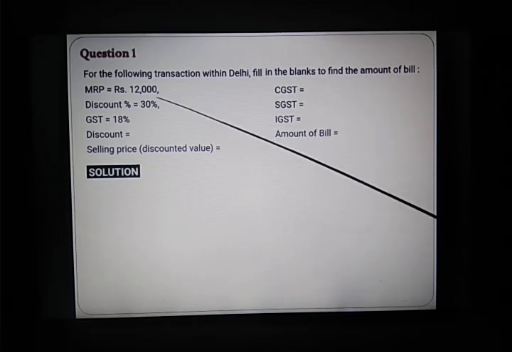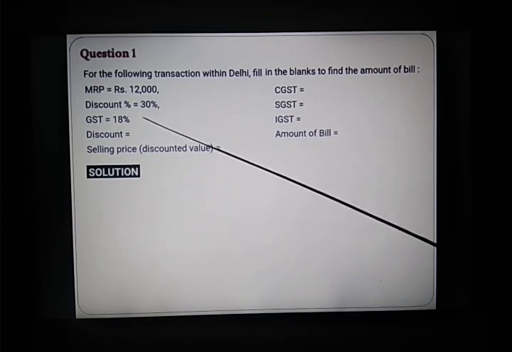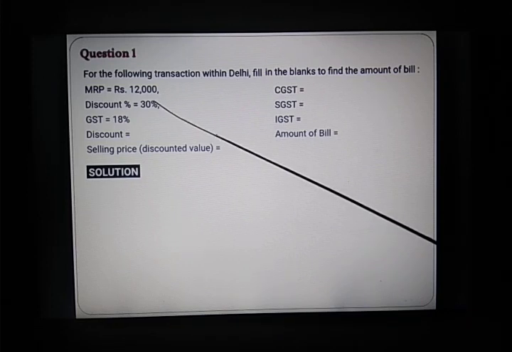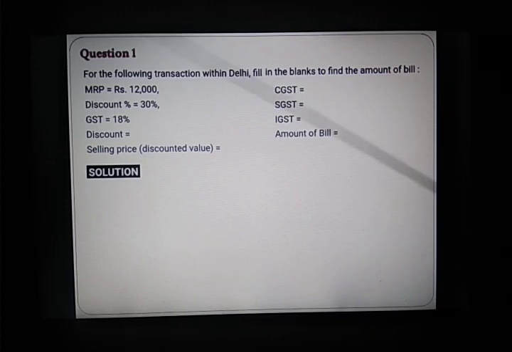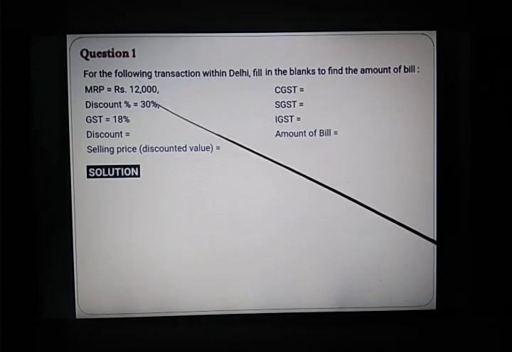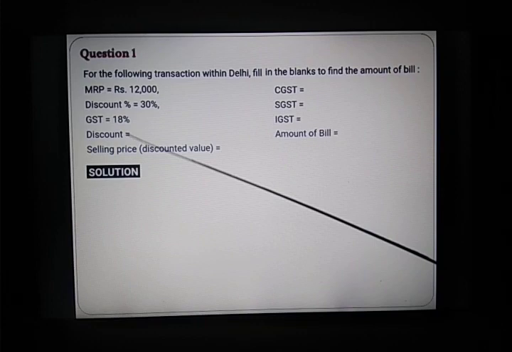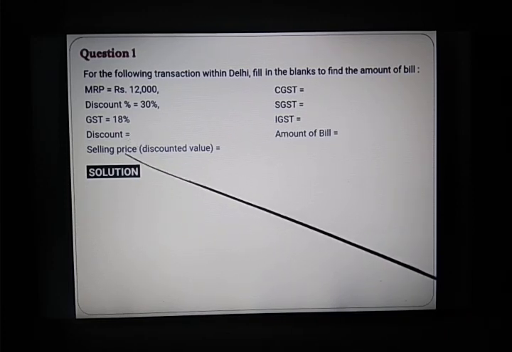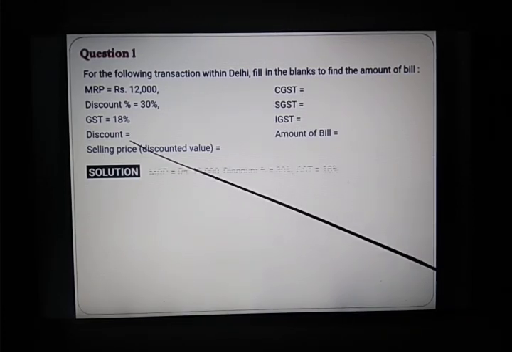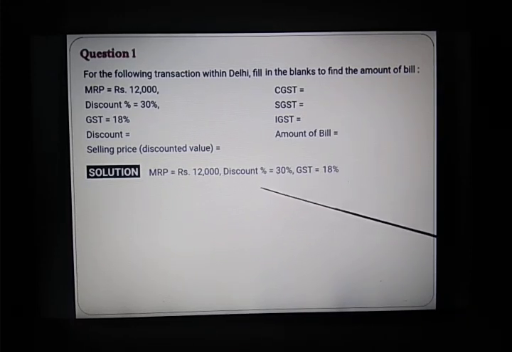So first is MRP. MRP is given, but we need to calculate GST on the selling price. That means after giving the discount, the price at which the commodity is sold, we have to calculate GST on that. So first we'll find how much is the discount, and after that we'll calculate the selling price. Whatever is given I will note it down: MRP is 12,000, discount is 30%, and GST is 18%.